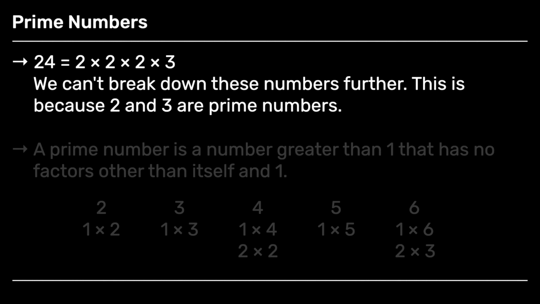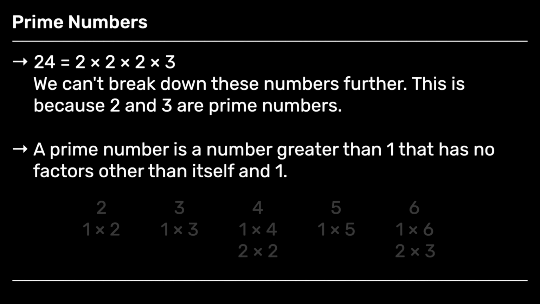Why is that? This is because 2 and 3 are known as prime numbers, very important numbers in all of mathematics. The definition of a prime number is a number greater than 1 that has no factors other than itself and 1. Now, you might wonder why we separate out 1 as being special, and there are reasons for that, but we're not going to discuss them now.